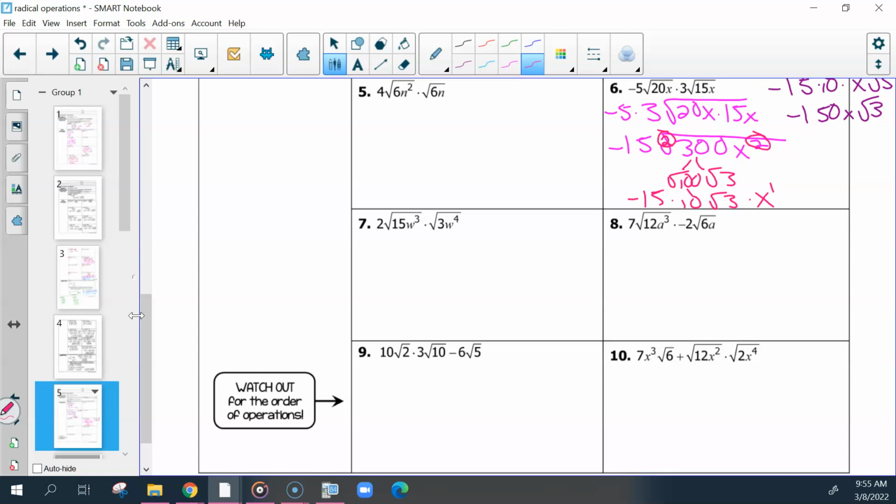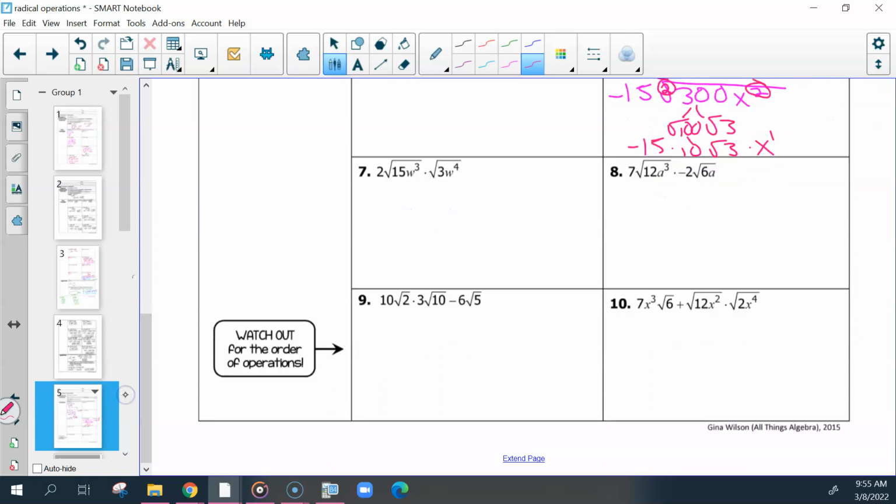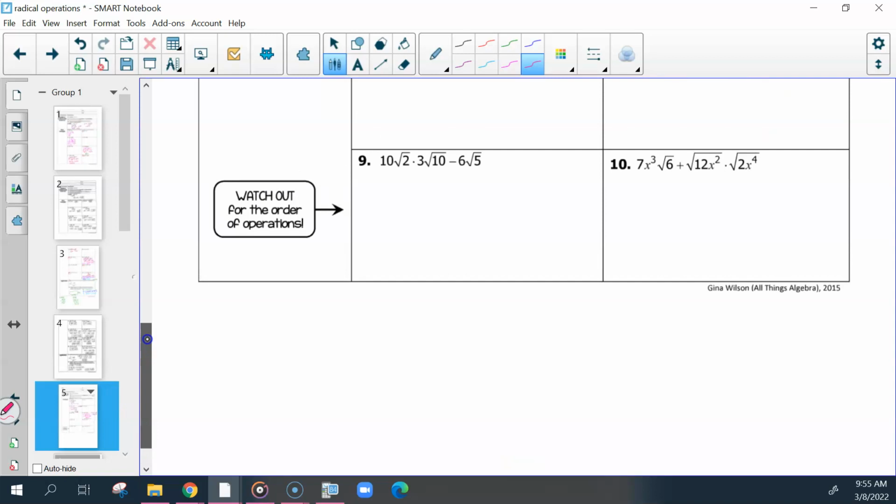Number 10. I love this. Today, right? We're doing 10. Yeah. Of course we are.